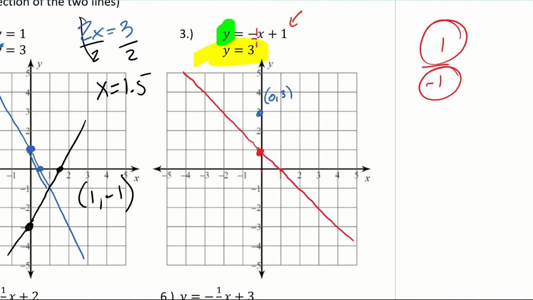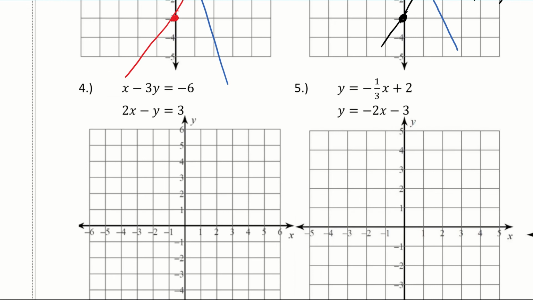Could I pick out some random point like over here? And I would get something like 4, 3. That's still y equals 3. In fact, this is 1, 3, 2, 3, 3, 3, 4, 3, 5, 3. Right? So y equals 3 is this horizontal line. So where's the intersection? It's right there at -2, 3.